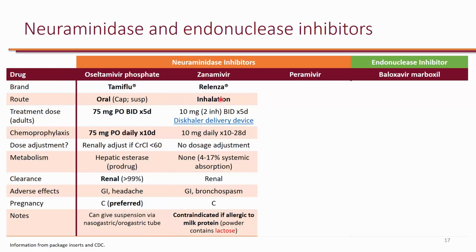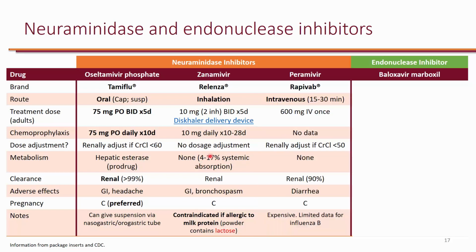The second one is zanamivir or Relenza, which is actually an inhalation. I have posted a video on how to administer this inhalation, and I encourage you to watch this video. One thing that's especially important about Relenza is that it actually has lactose in it, so it's contraindicated in patients who have allergy to milk protein or lactose. Also, because it is inhalation, the systemic absorption is minimal, so there's no dose adjustment needed.